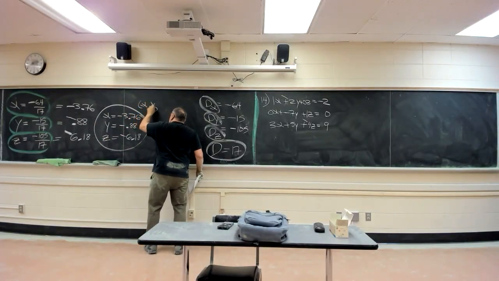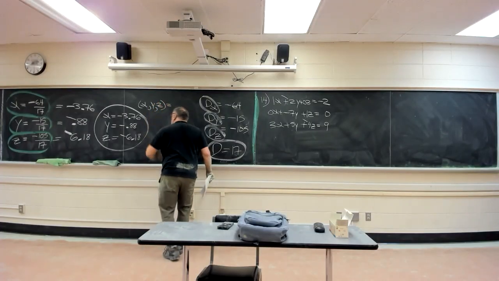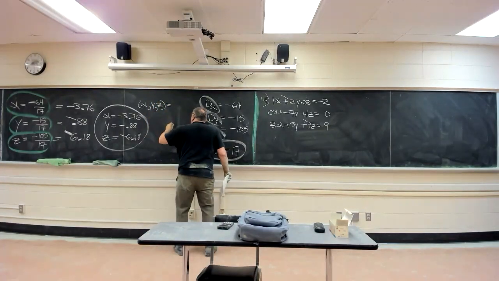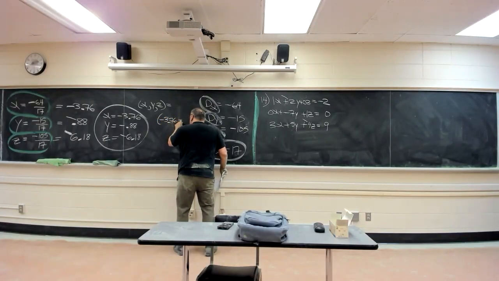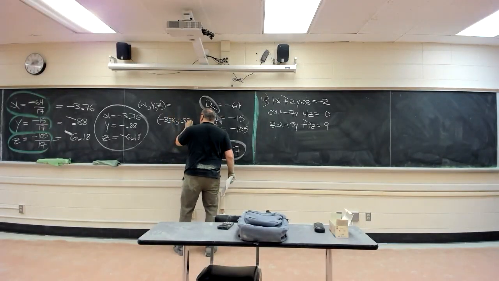X comma Y comma Z. And we see what we got. I mean, we got negative 3.76, negative 0.88, negative 6.18.